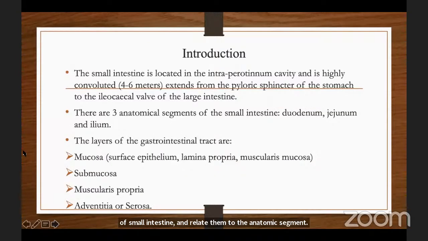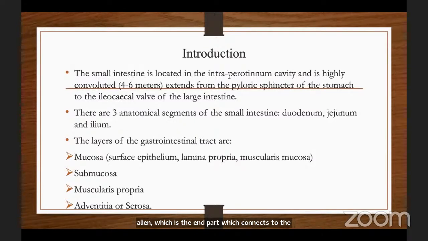So as you all know, the small intestine is located in the intraperitoneal cavity, and it is highly convoluted and extends from the pyloric sphincter of the stomach all the way to the ileocecal valve of the large intestine. There are three anatomical segments of the small intestine. We have the duodenum, which is right after the stomach, the jejunum, which is the middle or bulk part of the small intestine, and finally the ileum, which is the end part that connects to the large intestine.